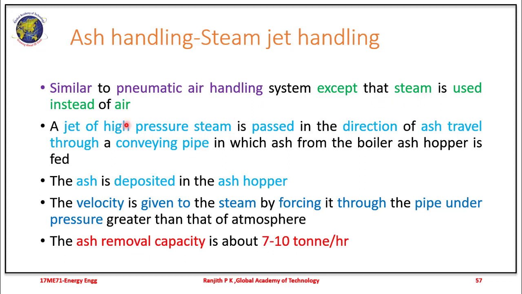So steam jet handling is very similar to pneumatic handling, except that steam is used. There is an attempt to make use of steam. A jet of high pressure steam is passed in the direction of ash travel, that is conveyed in the pipe. The ash is deposited in the ash hopper. So this steam just pushes the ash that is coming out of the boiler, and then the velocity is given to the steam by forcing it to the pipe under the pressure little greater than the atmospheric pressure. However, the ash removal capacity is limited to about 7 to 10 tons per hour.